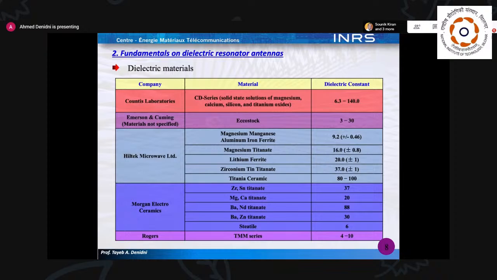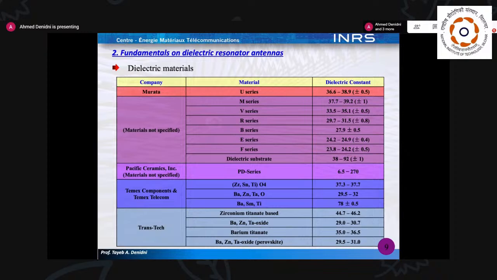Here, continuing with another table, there is another company, Murata, and they have different materials. They call them U-Series, M-Series, V-Series, and for each series, they give you a range of dielectric constants. And you can see we have a very, very huge choice of dielectric constants. Another one they call Pacific Ceramics Incorporated, material not specified, but they call it the PD series. And this means you can choose from 6 up to 170. And another one they call Temex Components and Temex Telecom. And we have three different materials, and each one covers one specific range.